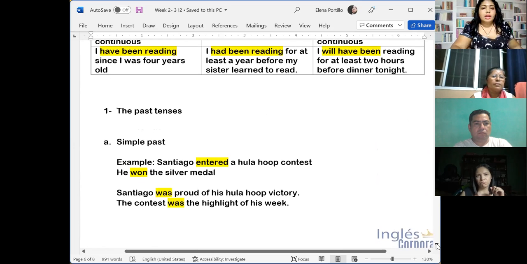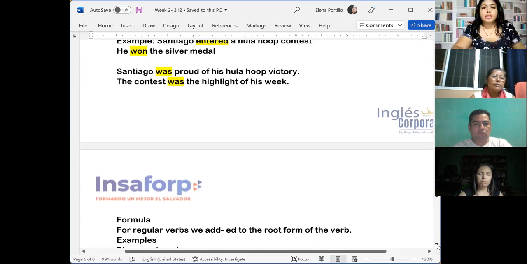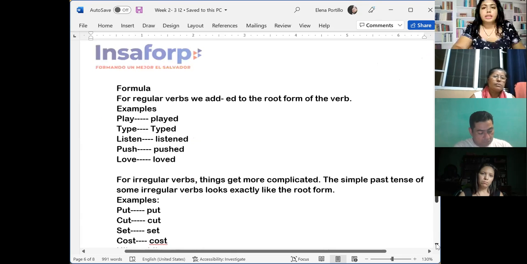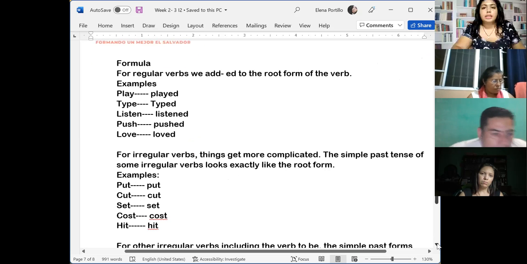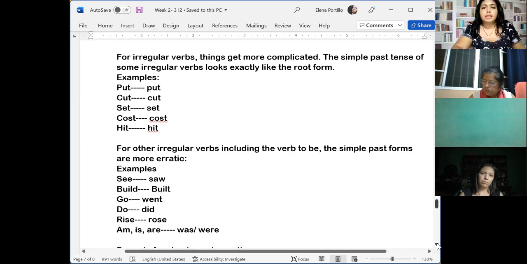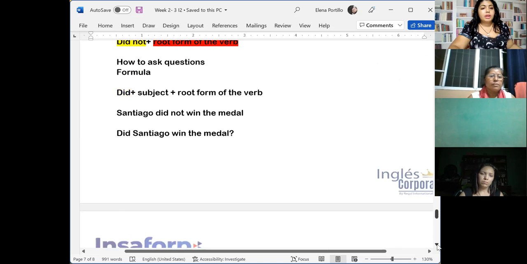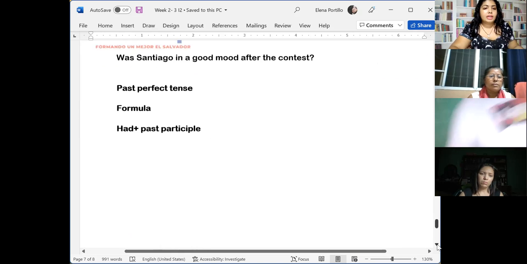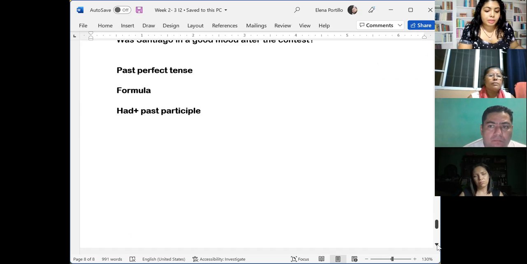So let's see this one. We have here the past tenses, and the first one is the simple past. And we are seeing what the structures and the information for this simple past are. We have the formula, we have some verbs in regular form, we have some verbs in irregular form, and we have some specifications for this. And we were seeing the formula for questions. And the next one is the past perfect, the second one that we were developing last week.